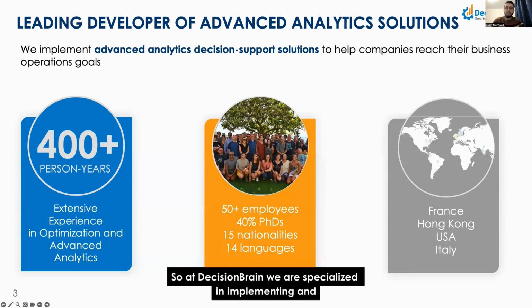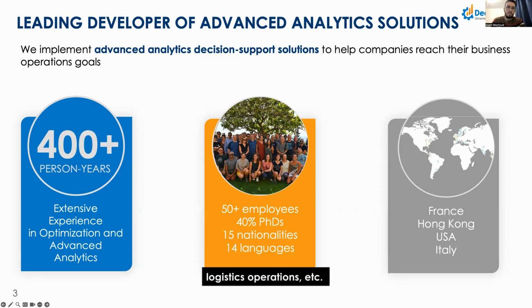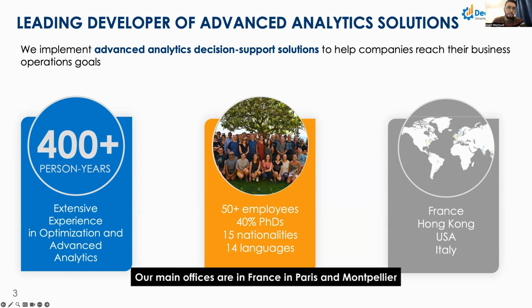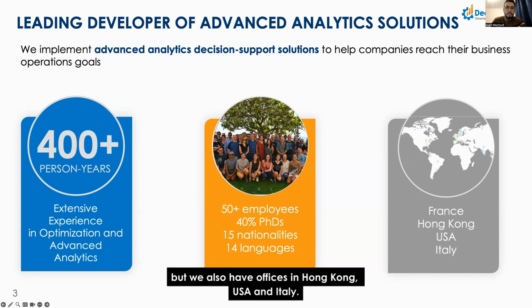So, at DecisionBrain, we are specialized in implementing and deploying decision support solutions to optimize industrial operations. We use optimization and AI to optimize manufacturing operations, logistics operations, etc. I will tell you more about this in the next slide. We have 400 plus combined years of experience in advanced analytics. This includes AI, machine learning, mathematical optimization. Our main offices are in France, in Paris and Montpellier, but we also have offices in Hong Kong, USA, and Italy.